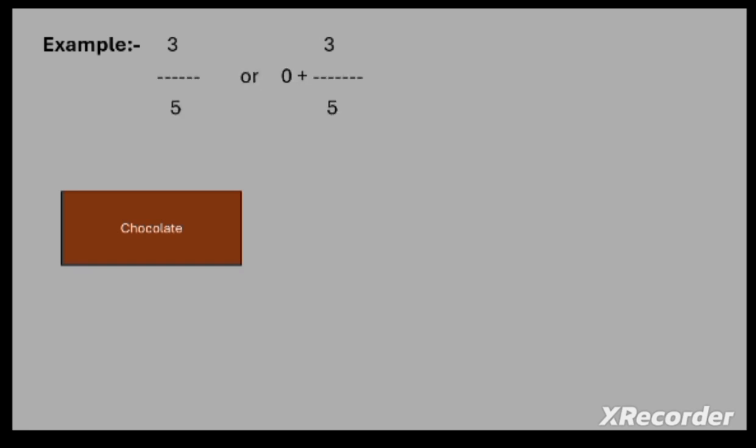Now as you can see, the fraction which we have over here is 3 upon 5. 3 is the numerator and 5 is the denominator. The fraction in which the value of the numerator is less than the value of the denominator is called a proper fraction. As you can see, the value of 3 is less than the value of 5. 3 is our numerator and 5 is our denominator.